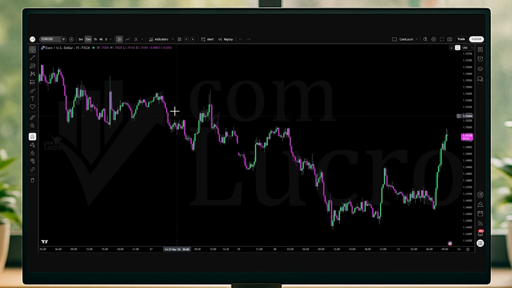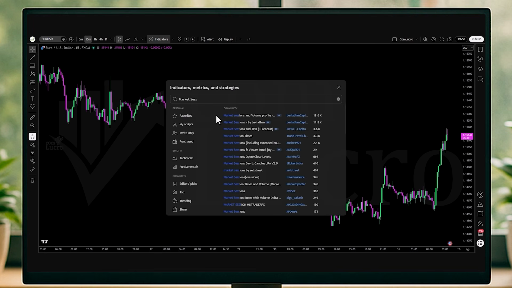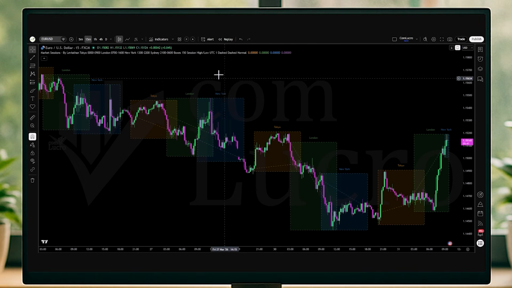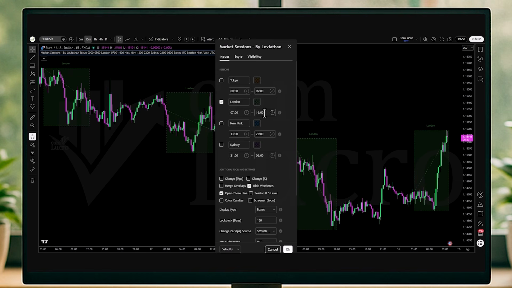But first, let's see how to identify the London kill zone directly on your chart. To do this, open your chart on TradingView and go to the Indicators tab. From there, search for Market Sessions and select the indicator created by Leviathan. This tool displays all trading sessions, so we need to adjust it slightly. In the settings, uncheck Tokyo and New York, then change the London session close to 1300. After that, the London kill zone will be clearly marked on your chart.